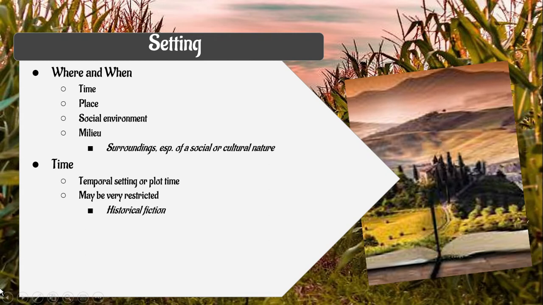Historical fiction is also an example of a restricted time setting. If I'm telling a historical fiction story that is based around the Civil War, I cannot have the story take place outside the years that the Civil War took place. I cannot have it in 1948 because that's not the Civil War. Okay?